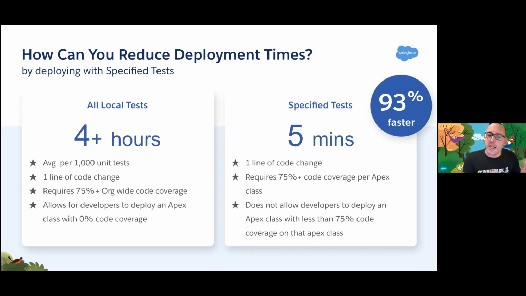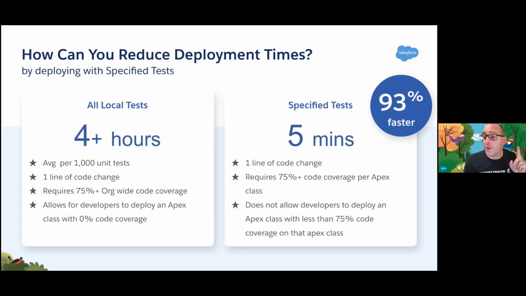If you run all tests, there's a mandate. Salesforce mandates you have 75% org-wide coverage. You can slip that one Apex class in. It'll reduce your org-wide coverage. You probably get a successful deployment. With specified tests, each Apex class you have in your deployment package must be covered minimum 75%. You can't slip that one class in without coverage, okay?